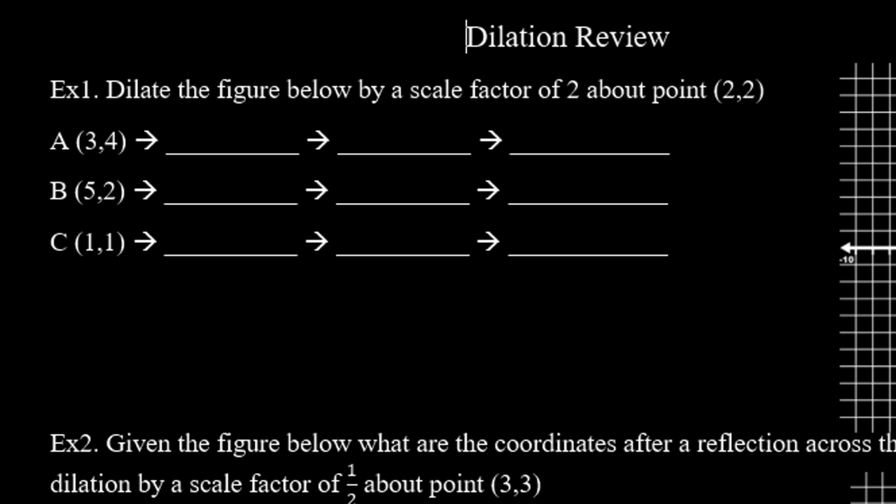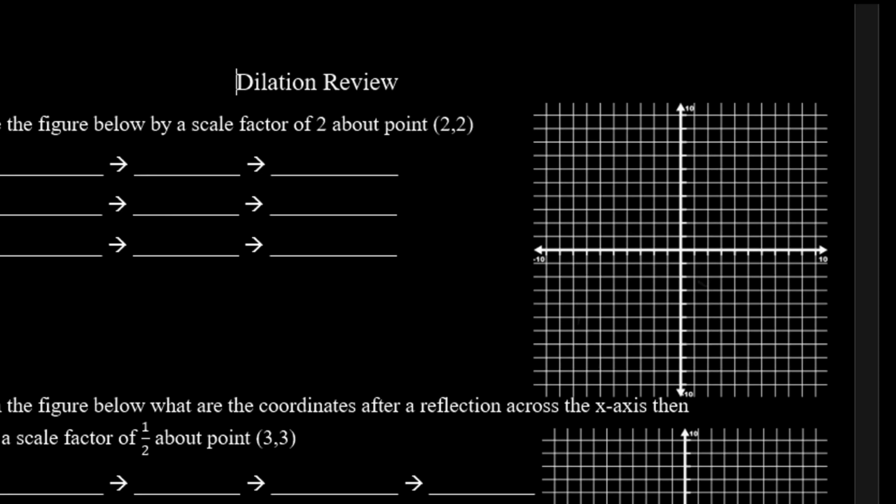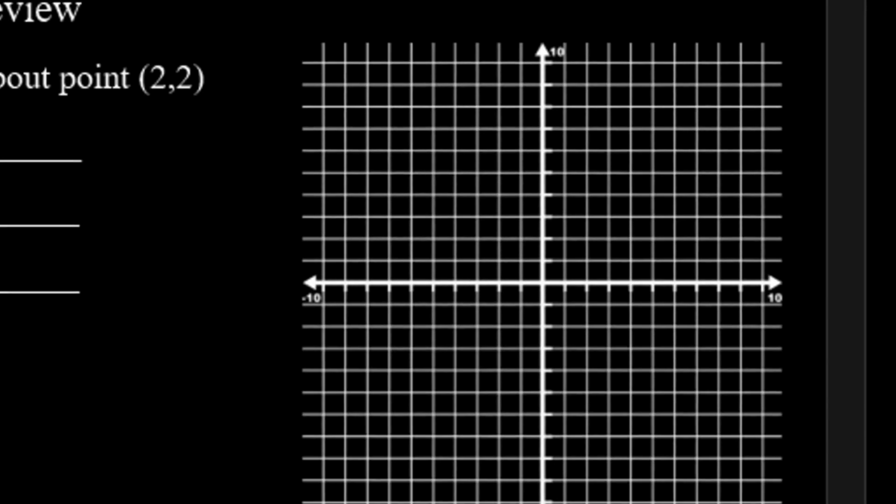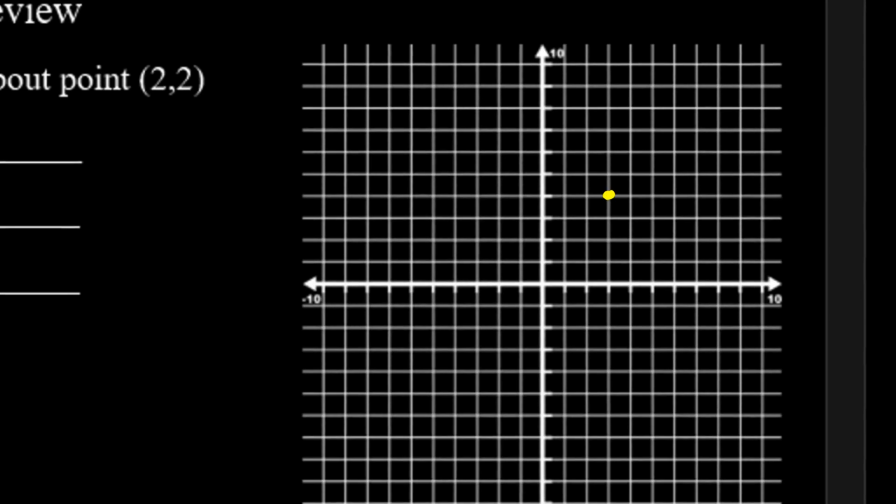So what is our point of dilation here? 2, 2. Right? Look, it says dilate the figure below by a scale factor of 2 about the point 2, 2. So our point of dilation is 2, 2. Now if you think what's happening here, say we have point A at 3, 4. That's this point right here. That's point A. And then our point of dilation is 2, 2.